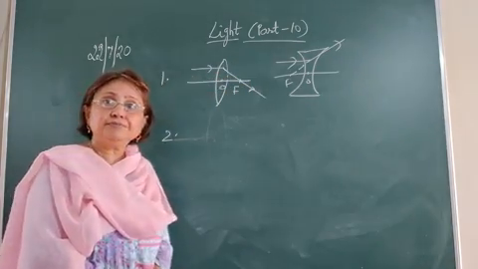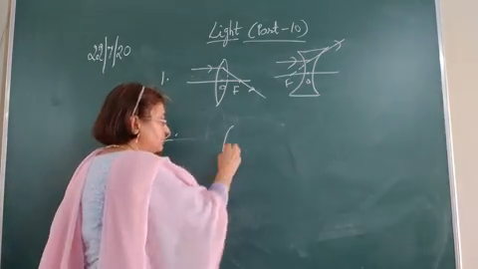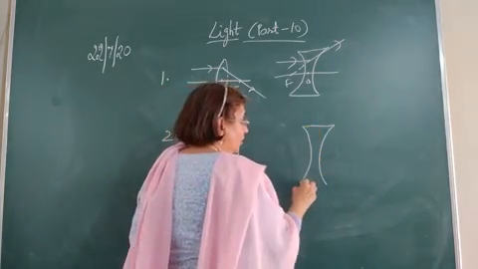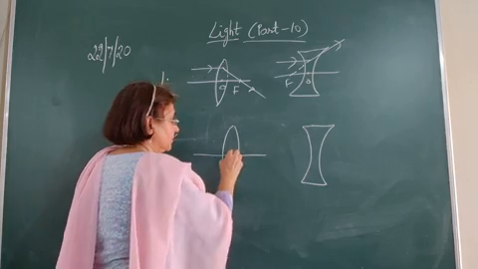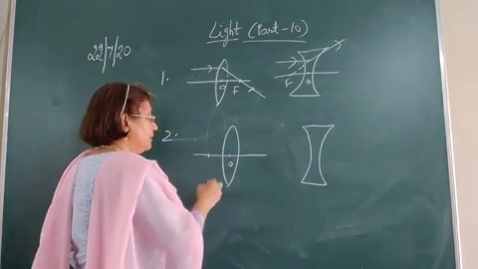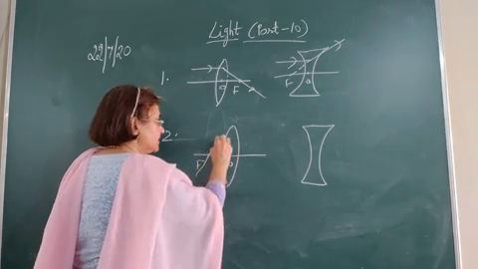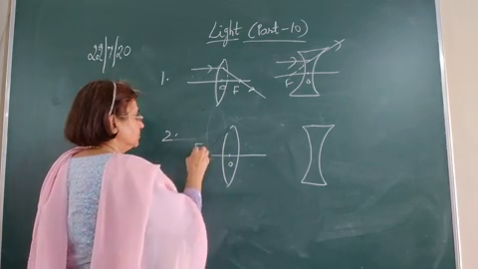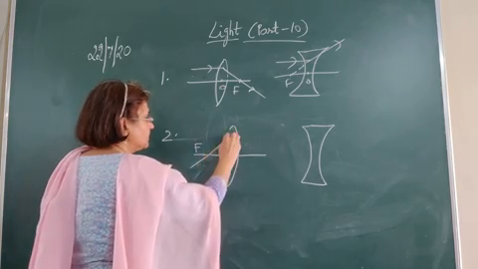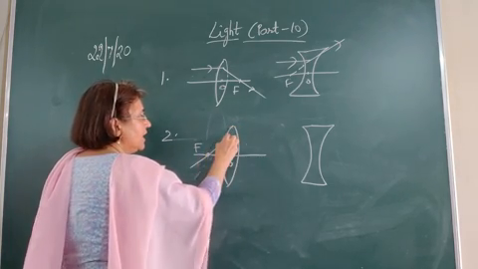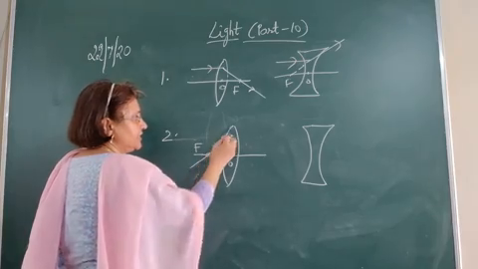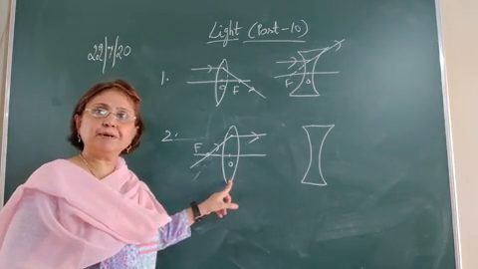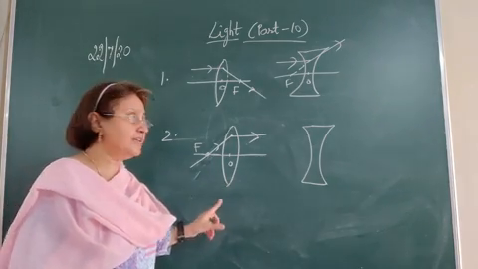Okay, write the second. First, I'll explain you, then you can write down. Okay, a ray of light which is passing through the principal focus. Now the incident ray is passing through the principal focus. After refraction, it becomes parallel to the principal axis in case of a convex lens.